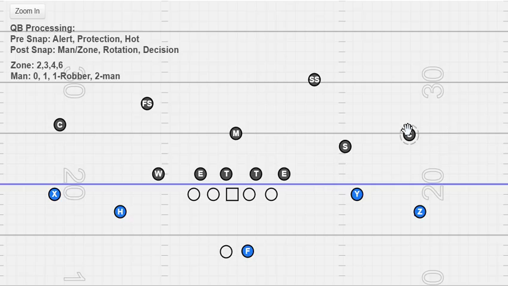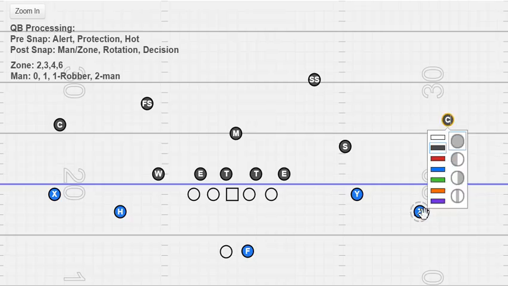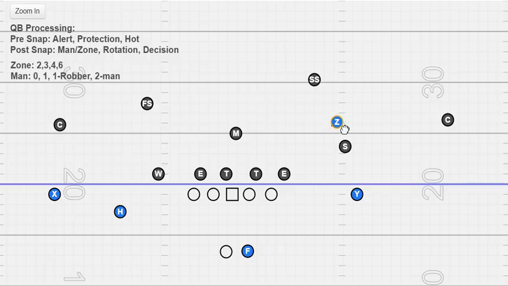Why? Because this corner has this Z all over the field, right? It wouldn't make sense for him to line up here and then try to cover the Z all the way across the field. He doesn't have position, right? So he's going to want to be in good inside technique position.